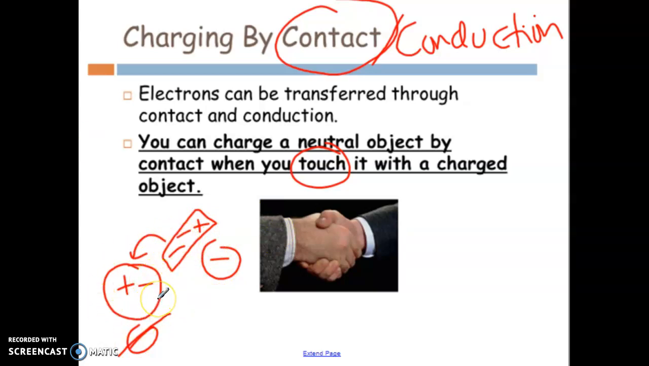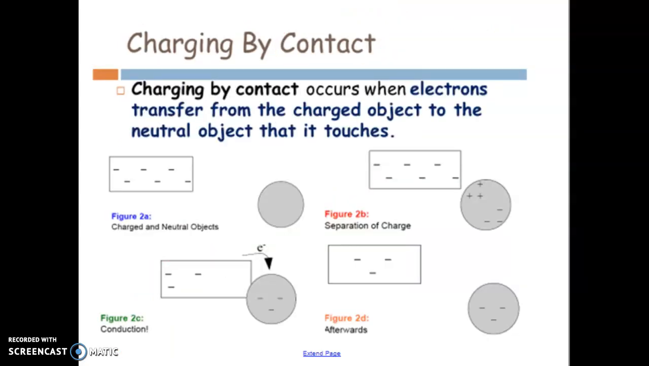This will create a charge. Okay, and we'll look at an example. But remember, this is not rubbing. This is just a touch. So it's different from friction. Okay, so here's an example, charge by contact.